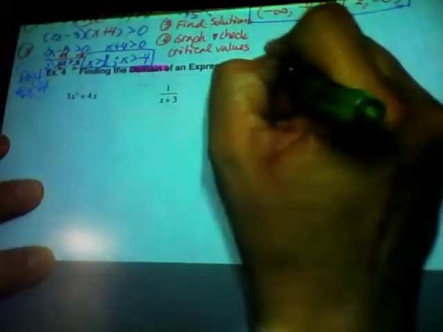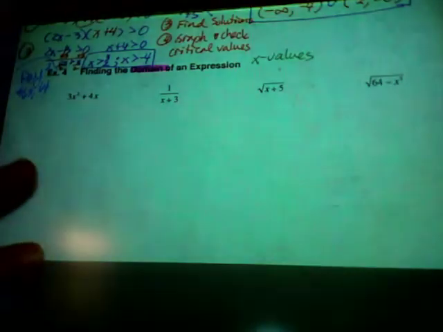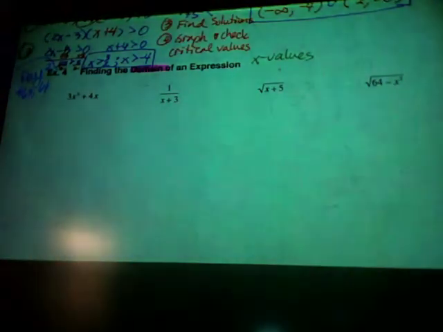All right, so day 2 of P-5. So today we're going to talk about domain. Domain is what values? X values. So we're specifically referring to what affects X values. So what kind of things will restrict an X value?